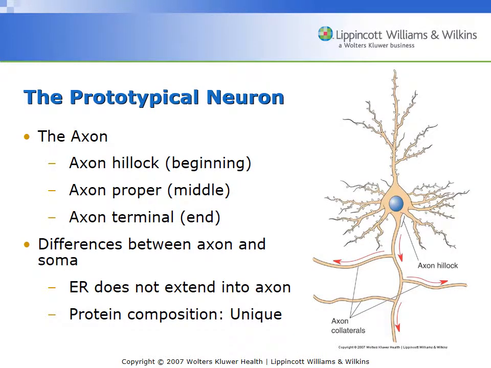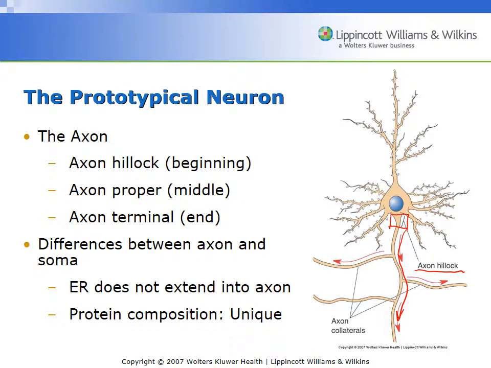Next prominent feature of a neuron is, of course, the axon. Axon is highly specialized, only found in neurons. Its function is to transfer information over long distances. The axon originates from a very specialized structure on a soma called axon hillock, and that region forms the initial segment of axon proper, which is the middle region of the axon.